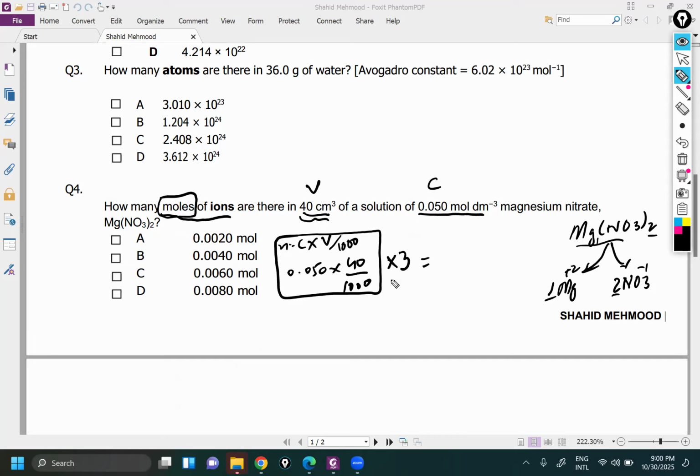times 3, and our correct option is 0.006. Option C.